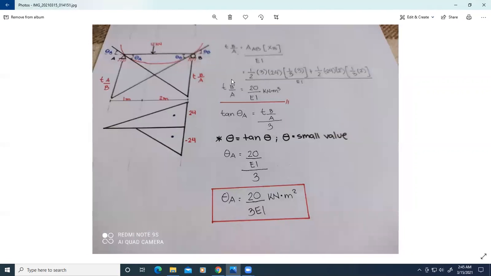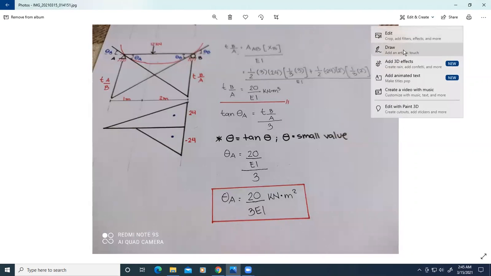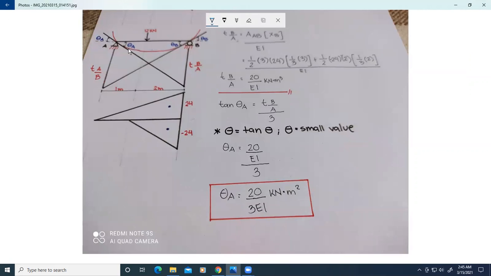Next, we'll exaggerate the deflection here, and we'll draw a tangent there. This will give us the deviation from A to B. So we'll need to solve for the deviation from point A to point B.